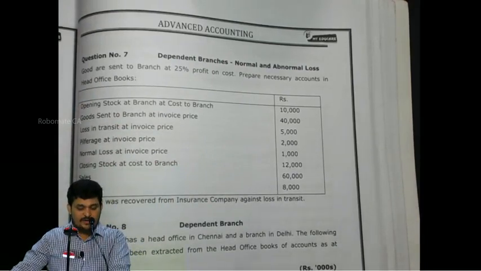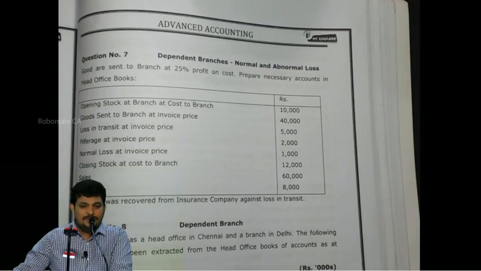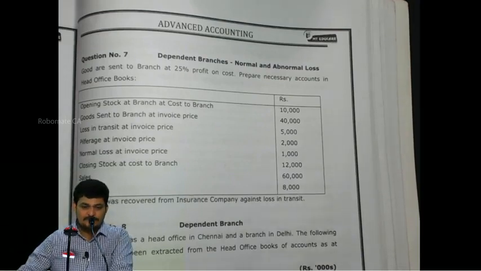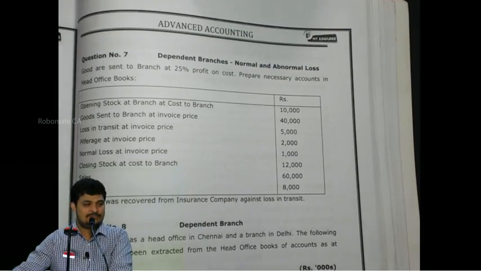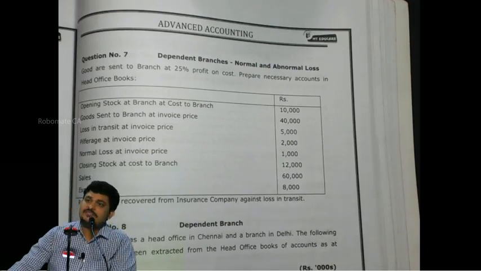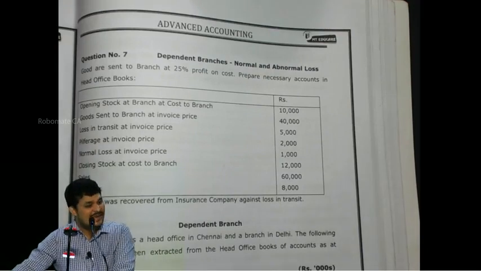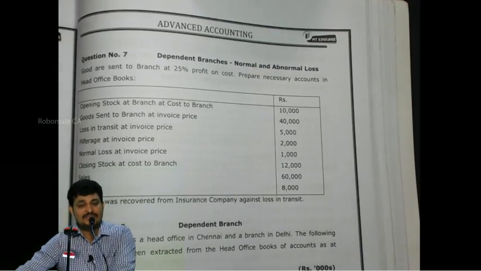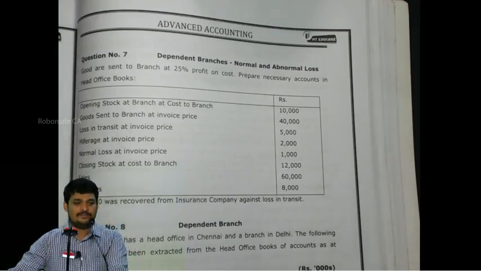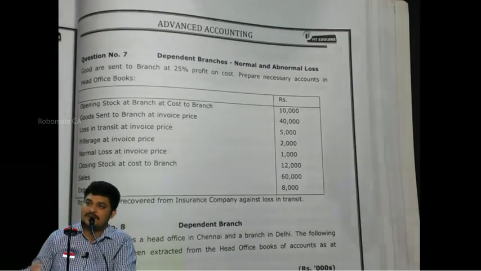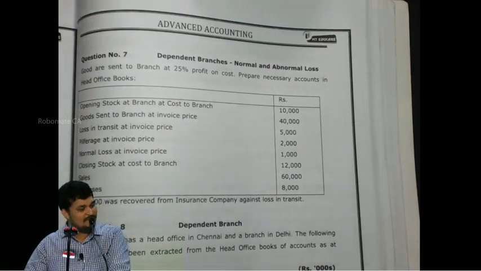What is the entry for abnormal loss under stock and debtors system? Branch expenses to branch adjustment. What is the entry for the amount received from the insurance company? Branch cash to branch expenses. It is not a gain, but a recovery of cost. It is a recovery of loss. You are booking the loss in the branch expense account, so when you receive money, it is a recovery of such loss. So the entry will be branch cash to branch expenses.